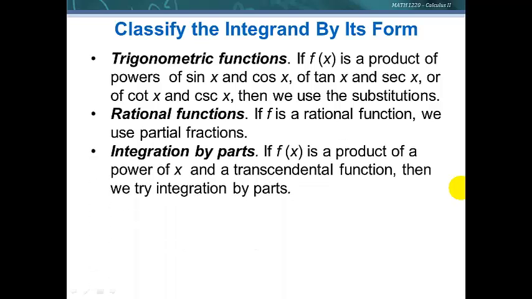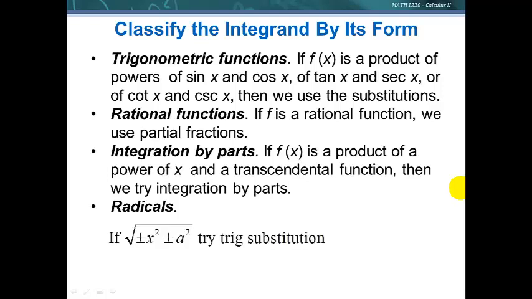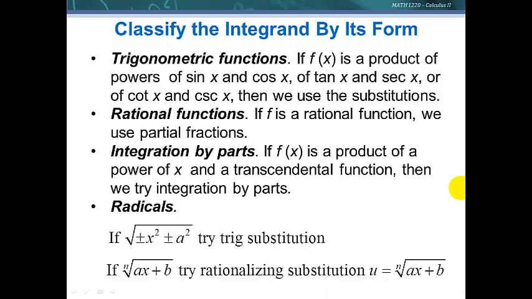We would look for integration by parts if we see the product of a power of x and maybe some transcendental function. Typically that's a nice integration by parts, and tabular integration would work on those as well. Look for radicals, and if we see radicals in the square root of some x squared plus or minus some a squared, then we could think of drawing the triangle and doing a trig substitution. If we see some nth root with ax plus b, then if we use a substitution letting u equal that radical, a lot of times then we can use that technique of rationalizing.